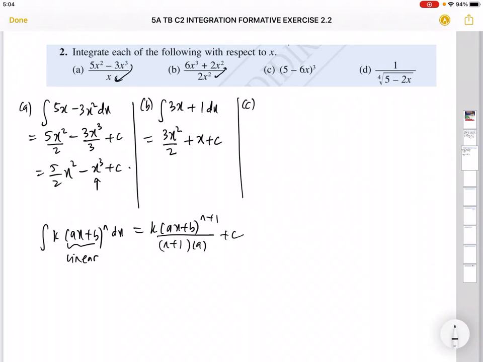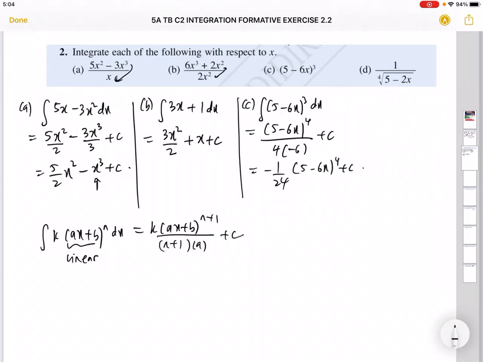So here I integrate 5 minus 6x power 3 dx. I copy my bracket, increase the power by 1, divide by increased power, differentiate inside. So this is negative. Now you can put 1 over 24. If you want to divide by 24 also can. 5 minus 6x power 4 plus c. Okay?